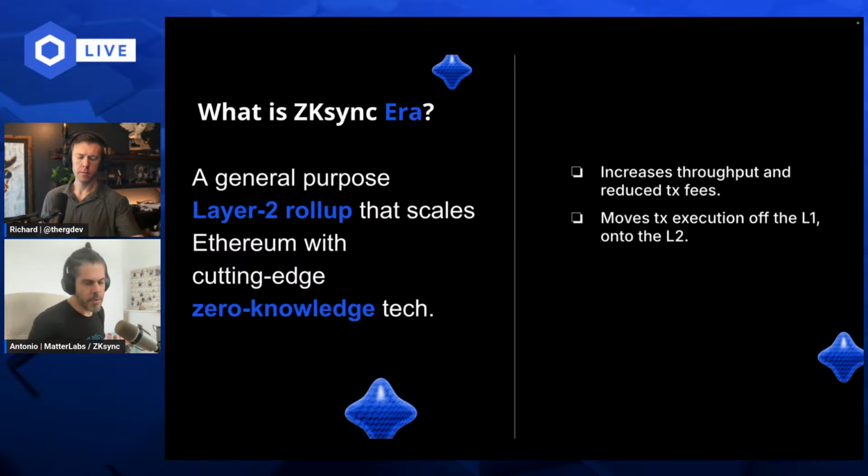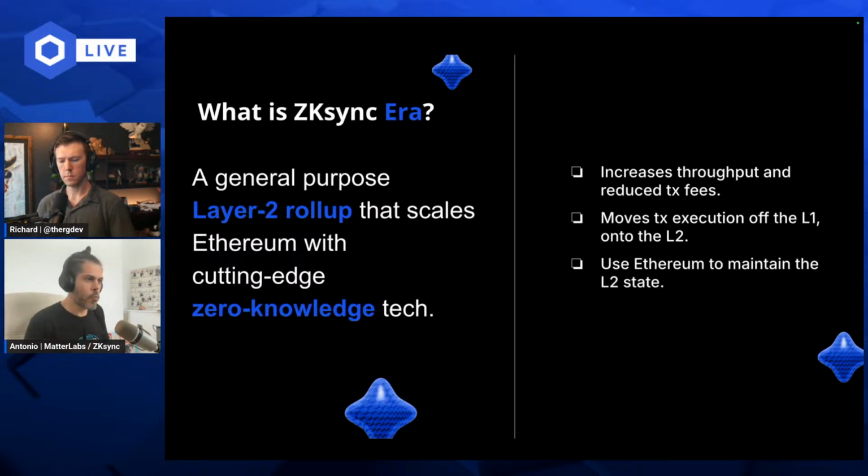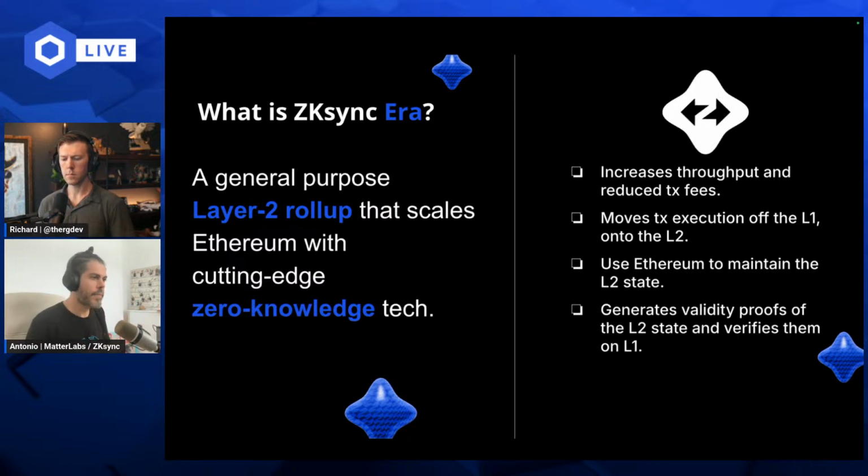How is that possible? It's because instead of waiting for all the consensus that is happening on layer 1, we move the execution of the transactions from layer 1 onto layer 2, and that way we can handle more transactions per second. We still use Ethereum to maintain the state of the layer 2, which means that the security guarantees that Ethereum provides apply to the layer 2s as well. And finally, we use zero knowledge tech, which is something quite new.